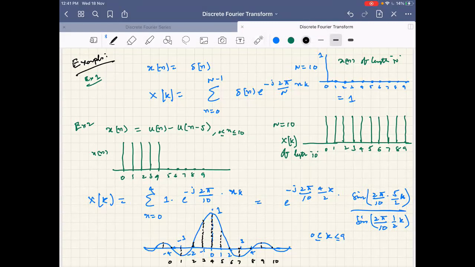I hope this is correct, but anyway, I suggest you check once. The concept here is that the discrete Fourier series coefficients, which we have plotted in black, are sampled versions of the continuous spectrum in the frequency domain, X of e power j omega. They will become.